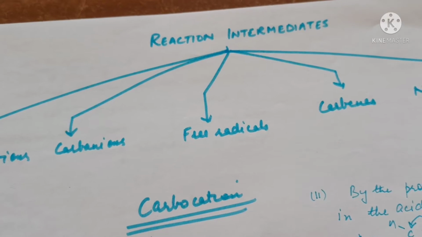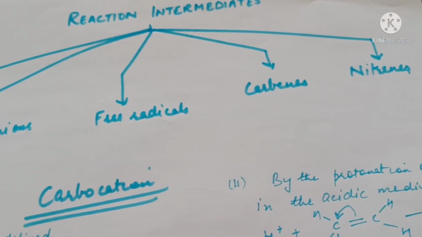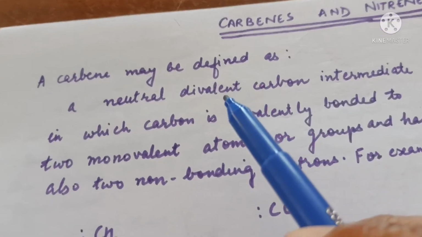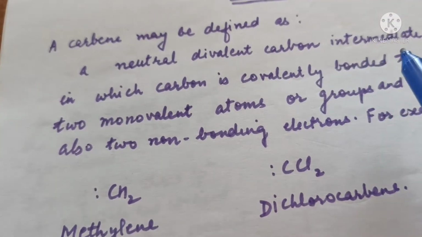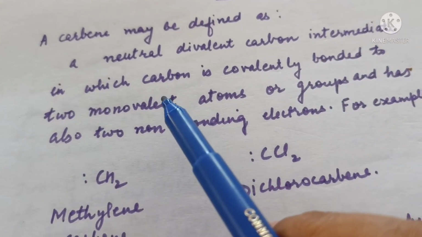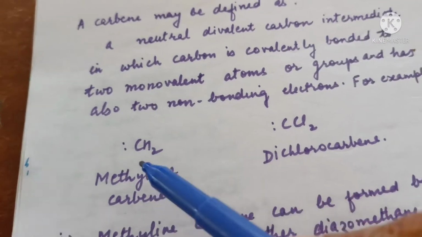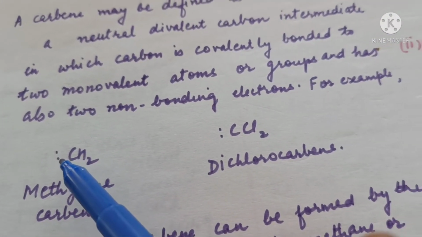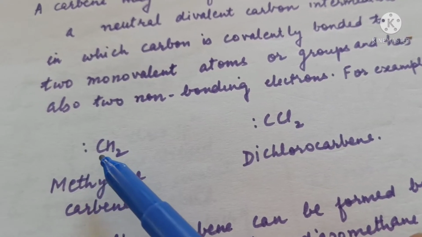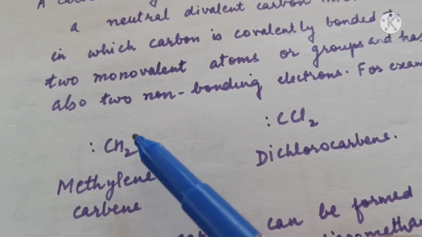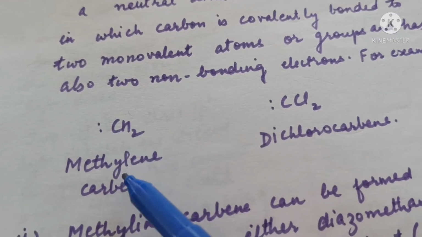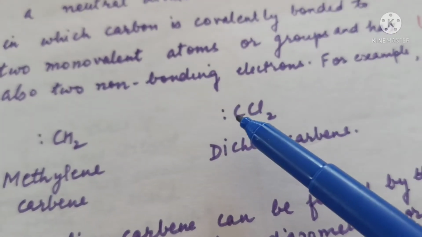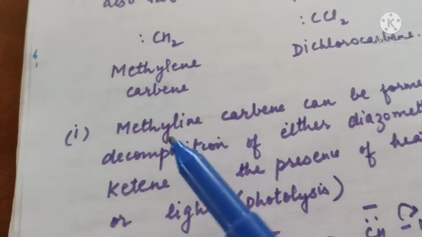In our series of reaction intermediates, today we'll be covering carbenes and nitrenes. A carbene is a neutral divalent carbon intermediate in which the carbon atom is covalently bonded to two monovalent atoms or groups and has two non-bonding electrons. Here the two monovalent groups are hydrogen atoms. This carbene is called methylene carbene. This is dichlorocarbene. They have two electrons and two monovalent groups.